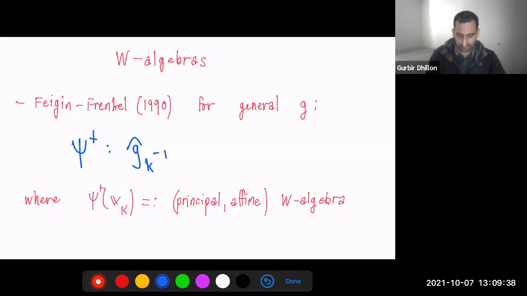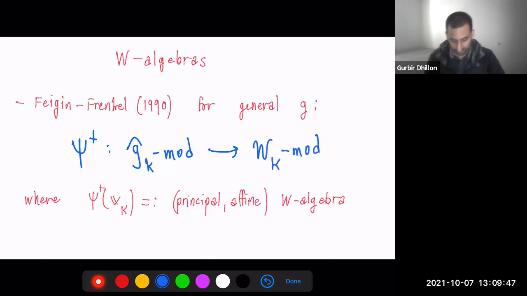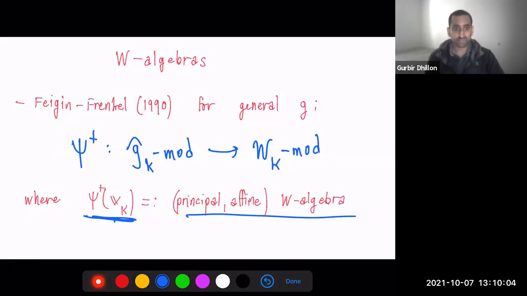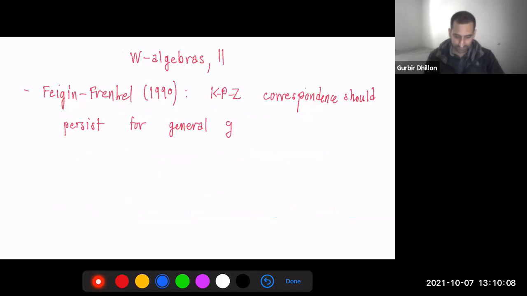So now the idea was that they could also produce a whole family of other VOAs, the W algebras, by a similar cohomological procedure. And this procedure not only gave you a way to build the W algebra, but it gave you a functor between the representation categories. Again, the way you produce the VOA is you feed in the vacuum algebra for Kac-Moody, you get out a VOA, and this is the principal affine W algebra.